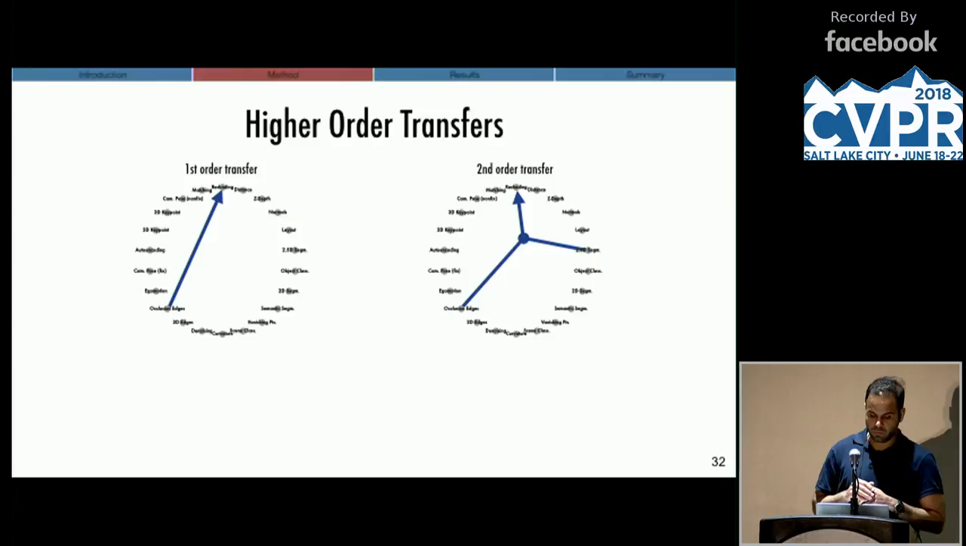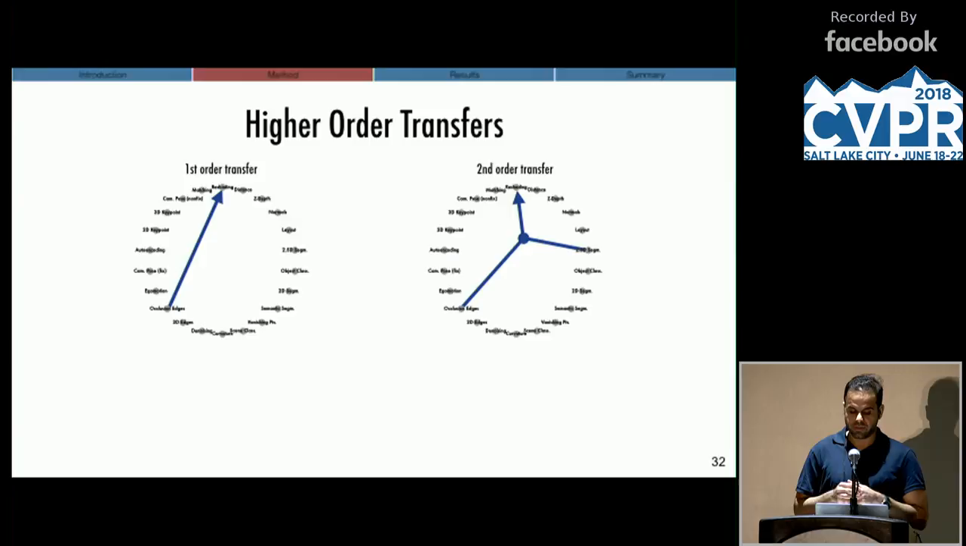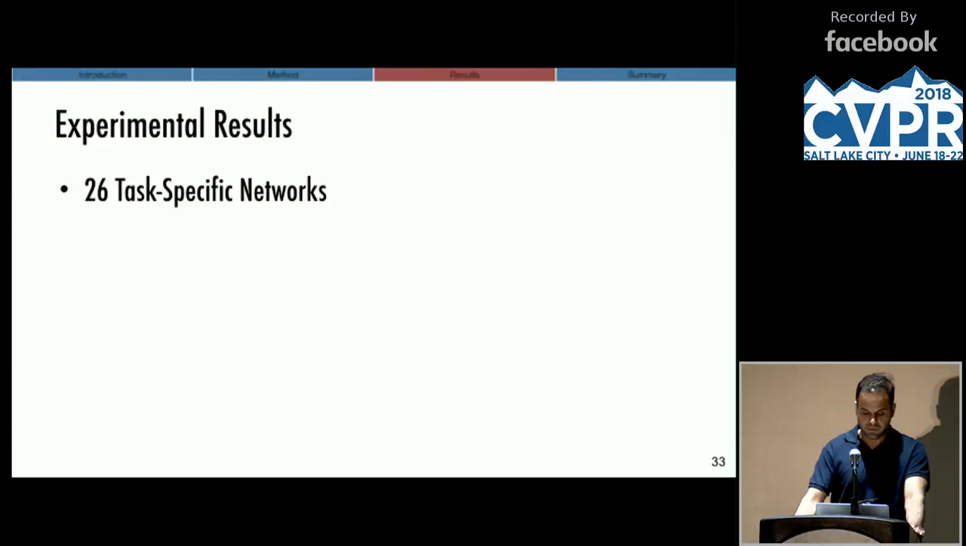So one point that I skipped in the interest of time was also higher order transfers. Higher order transfers are the cases where two or more source tasks get together to transfer to a target, and we include them in our framework. So our affinity matrix is actually much bigger than 26 by 25 because it includes the higher order case as well. All right, so some experimental results.